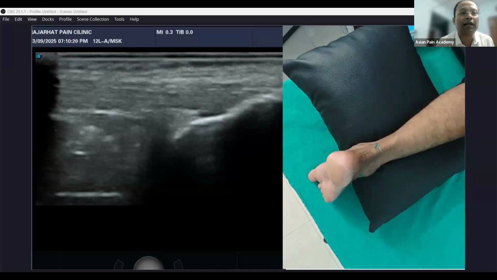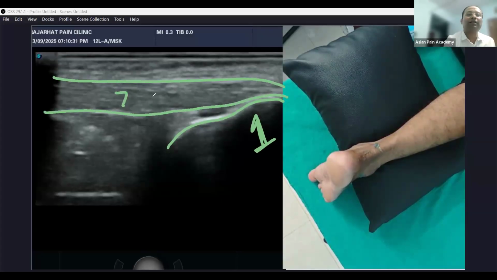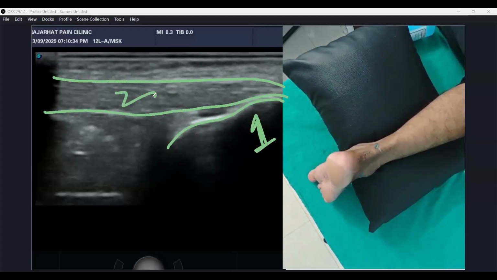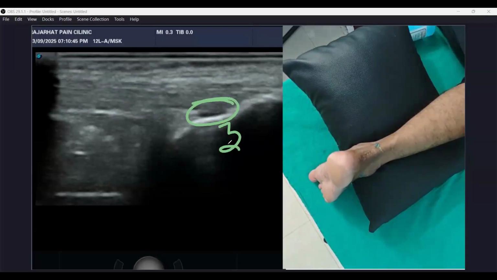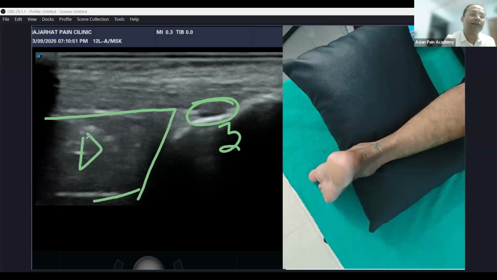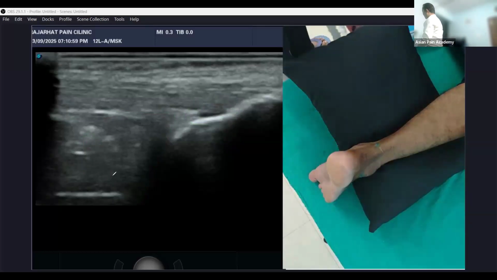Somebody tell me, what is this bone? Number one. Calcaneum. What is this number two? Achilles tendon, fibrillar, hyperechoic. Yes. Then what is this number three? Retrocalcaneal bursa, maybe 0.1 ml of fluid. Okay. So what is this area? Fat. Kager's fat. Okay. Now I will go a bit proximal.